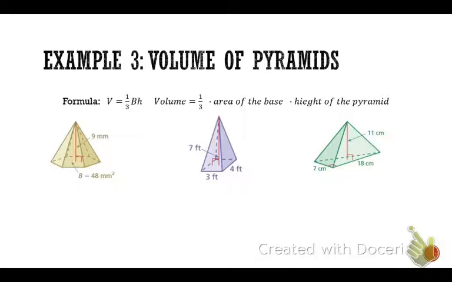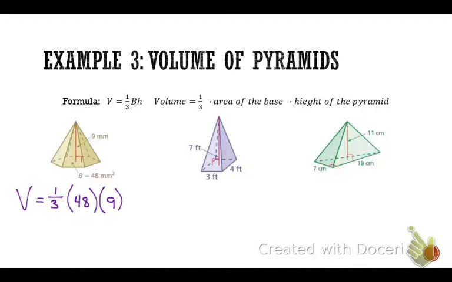1/3 times the base, big B, the area of the base, times the height of the figure. Now, I don't care how many lateral faces I have, because all I'm doing now with volume is filling the inside of it. So 1/3 times the area of the base times the height. Here we go. Again, it told me 48, so 1/3 times the area of the base, 48. I didn't have to do any math. I just plugged in that number. Times the height of the pyramid.